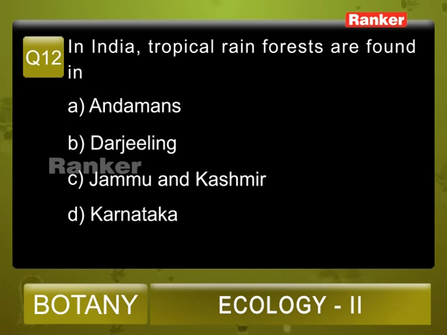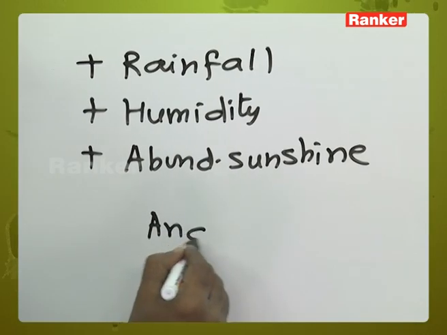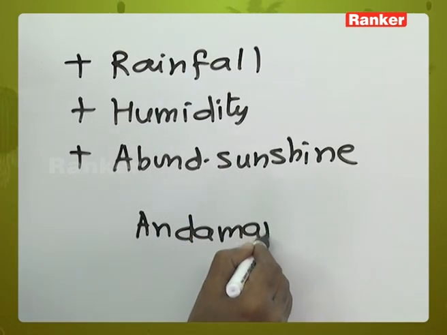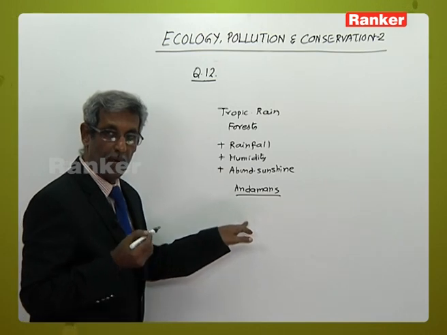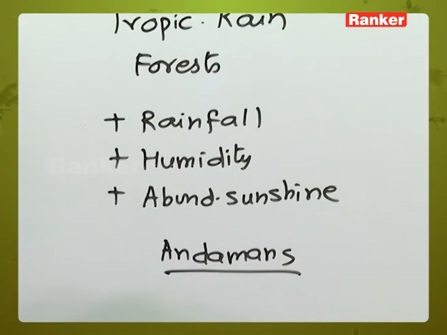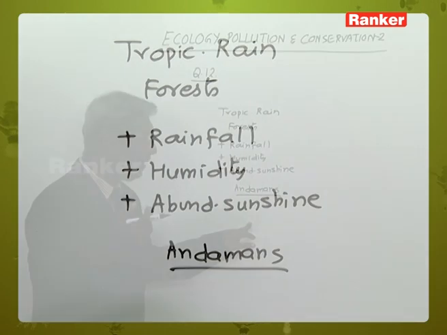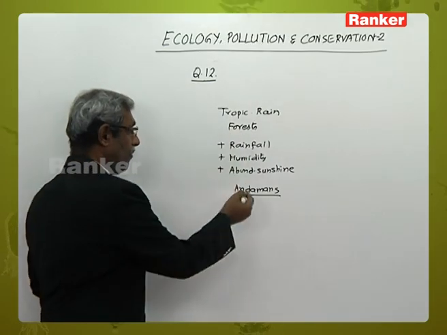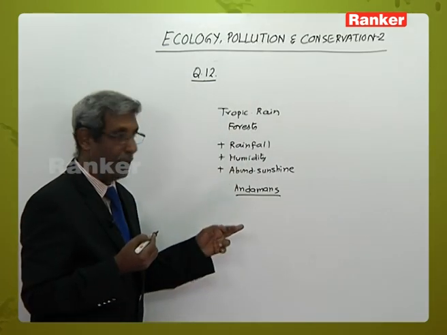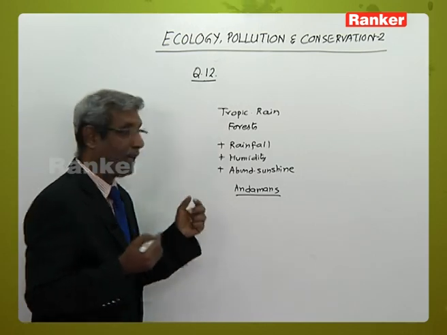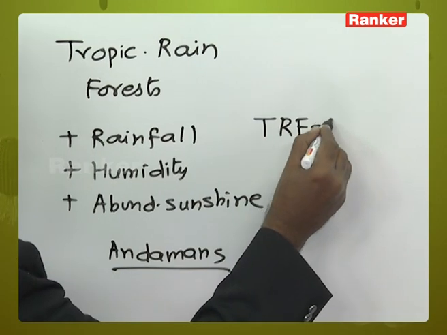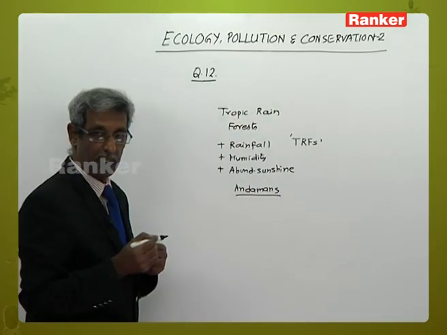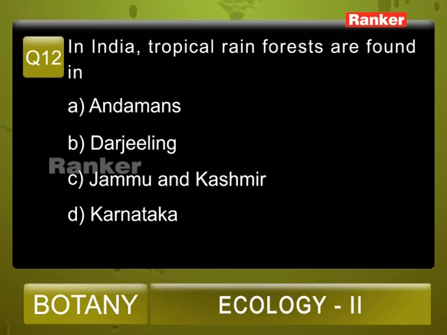Among the choices, if we take the Andaman and Nicobar Islands, this is a repository of the genetic diversity of India, and all the most important forest trees are present in the Andaman and Nicobar Islands. It is an important example of the TRFs. Now, tropical rainforests, TRFs, are one of the largest ecosystems. Hence, the answer is A.